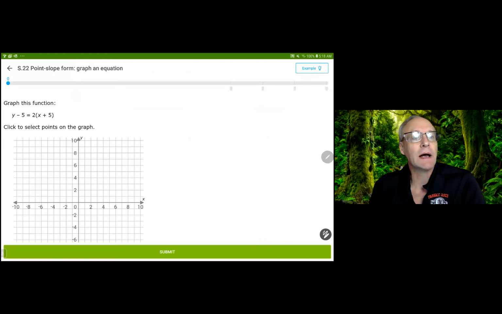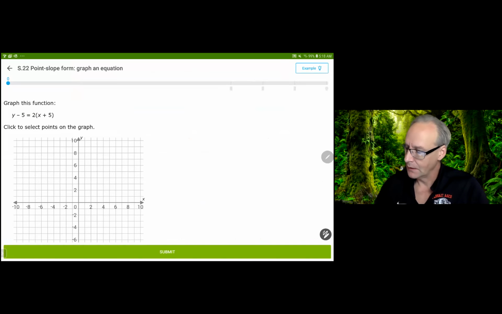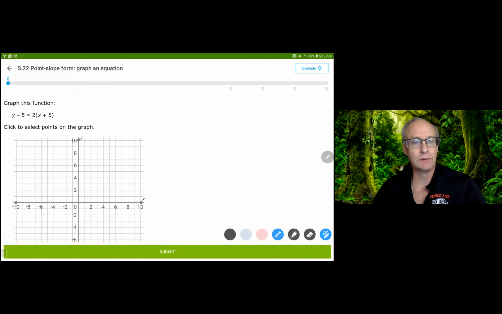Let's see what we've got. Okay, what we're going to do is what I call rezeroing. Now, there's a lot of ways of thinking about it, but I think the best way to think of it is that I am going to locate a point by zeroing out the values. So here's what I'm going to do. What I want to do is I want to find a solution that will make this equation true.